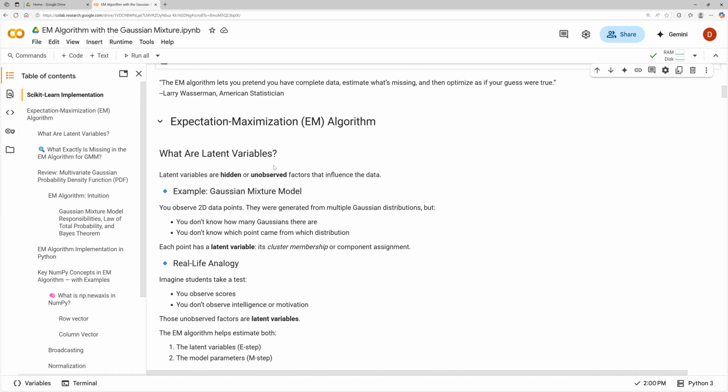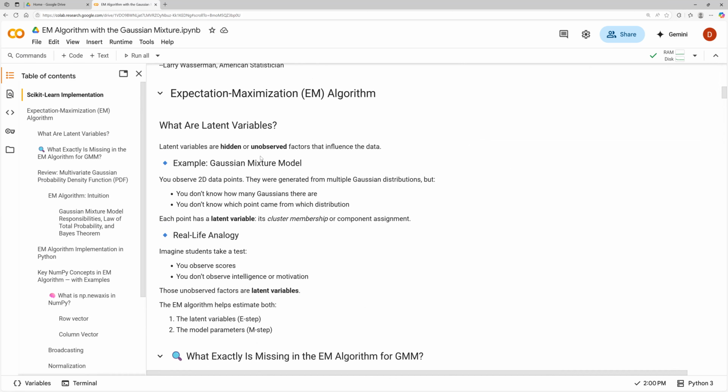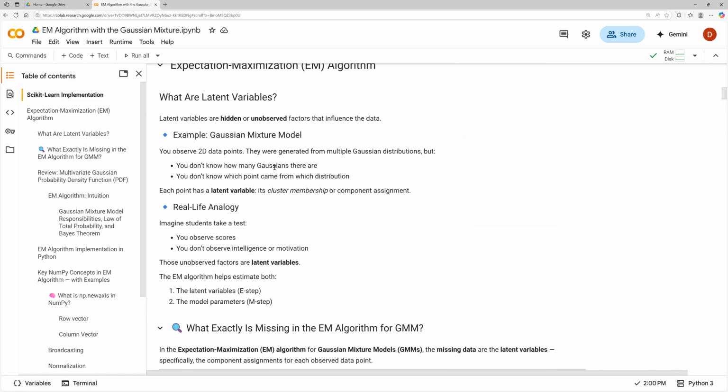Now, in the EM algorithm, we've got something called latent variables. And what are they? They're hidden or unobserved factors that influence the data. So in the Gaussian mixture model, you're going to observe 2D points, and they're generated from multiple Gaussian distributions. Okay. First, you don't know how many Gaussians there are. And second, more importantly, you don't know which point came from which distribution. Point meaning the data point.